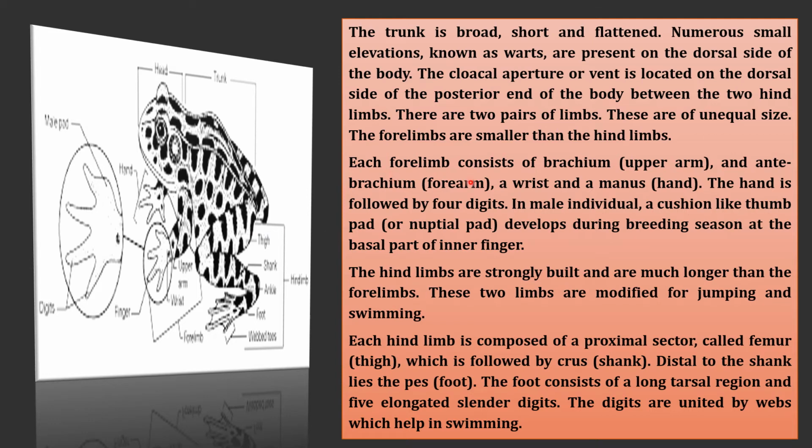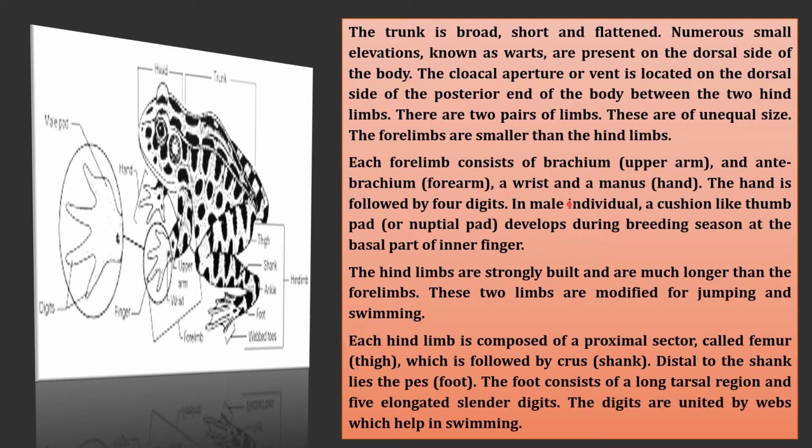Now each forelimb consists of brachium, that is upper arm. Please see the diagram, you will understand. See here, this portion is upper arm or brachium. And antebrachium, that is forearm. See, this portion is upper arm. This portion is forearm or antebrachium.